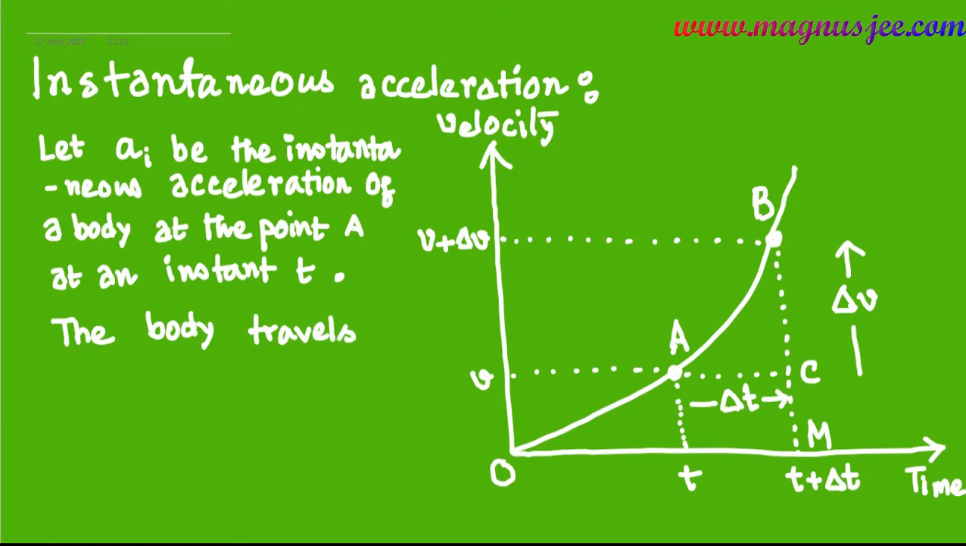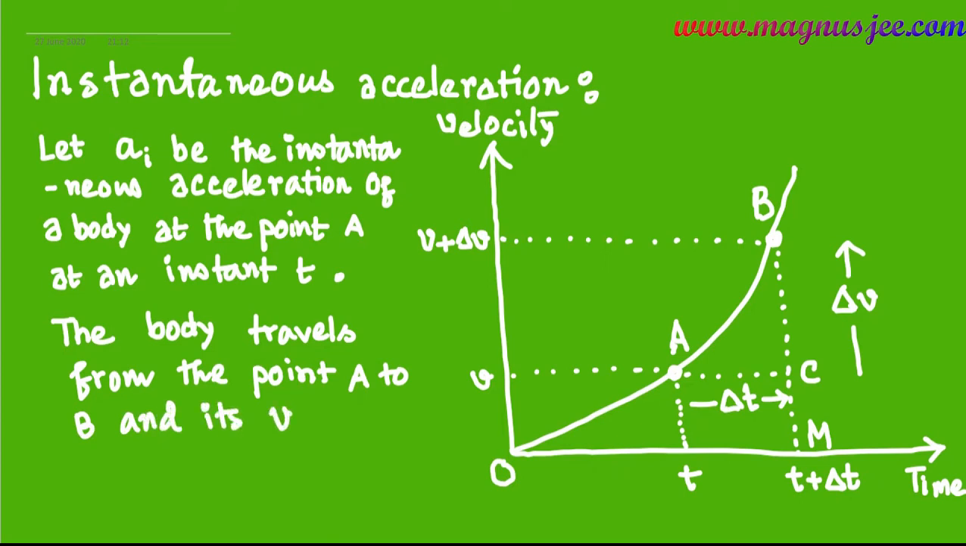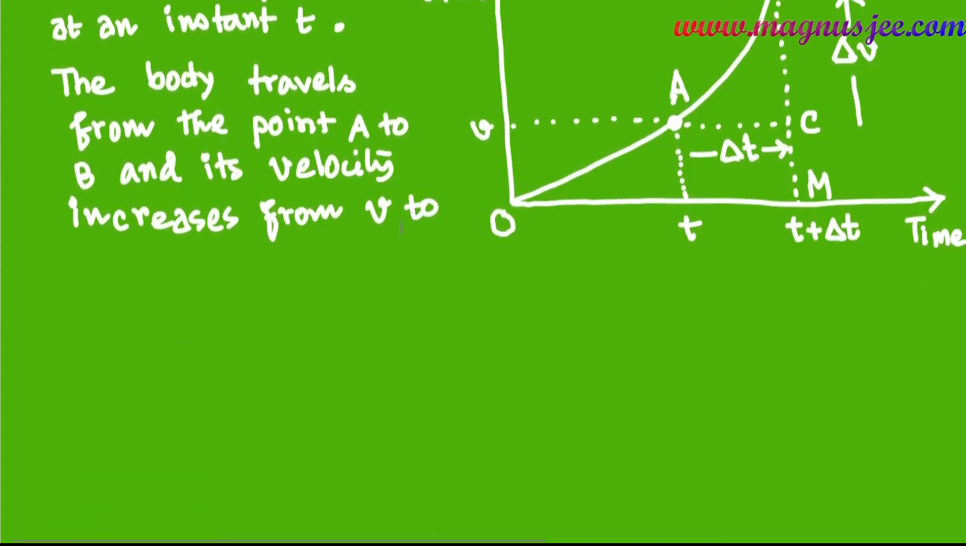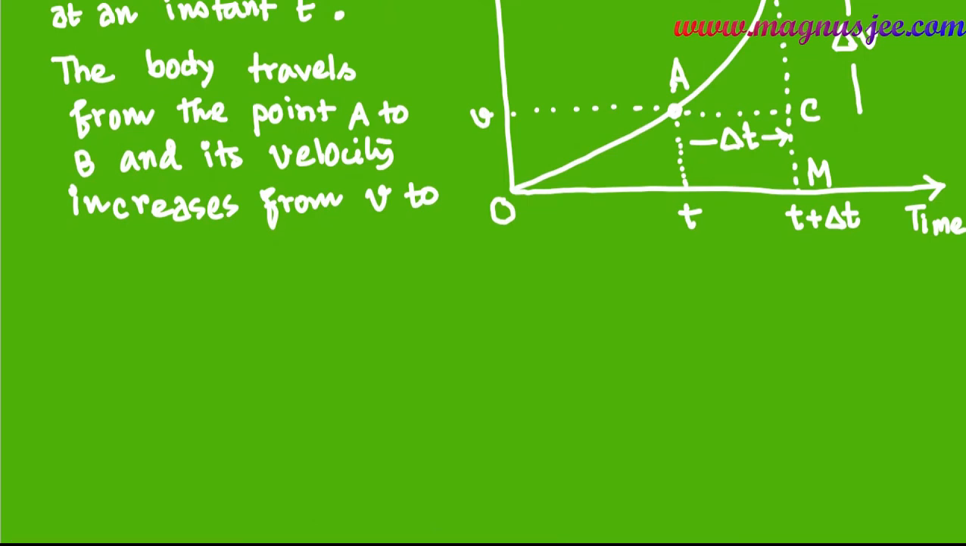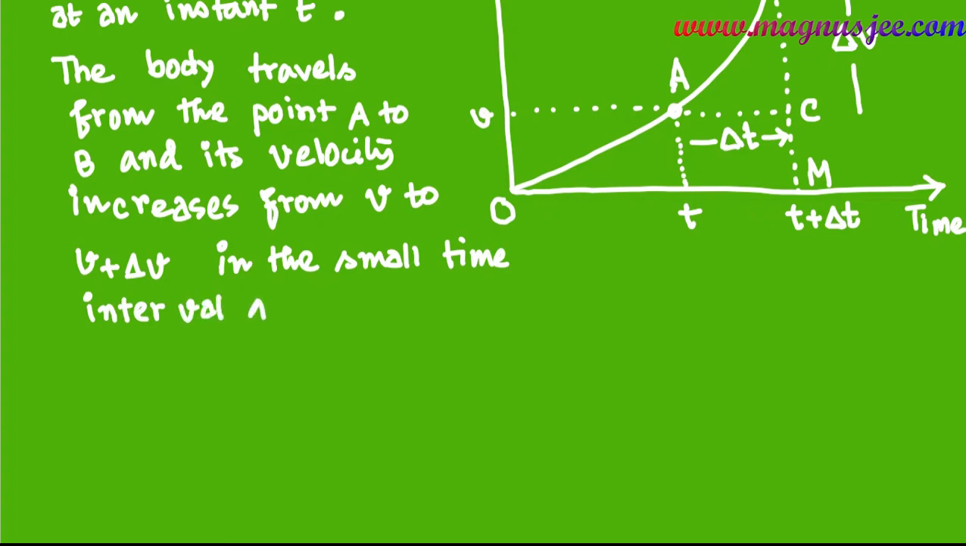At an instant t, the body travels from the point A to B, and its velocity increases from v to v plus delta v in the small time interval delta t.